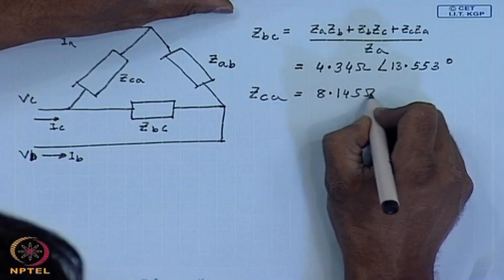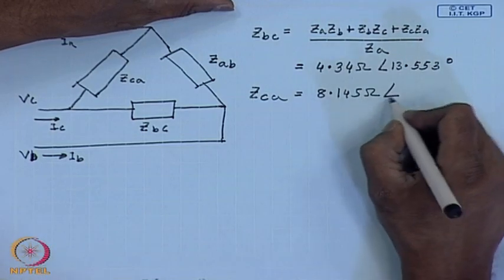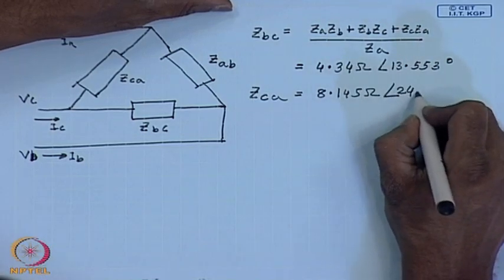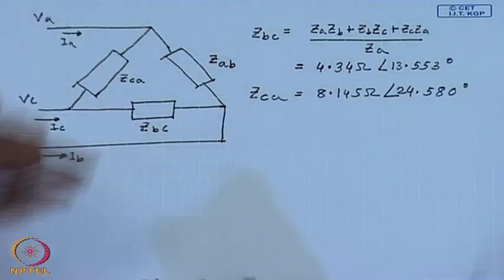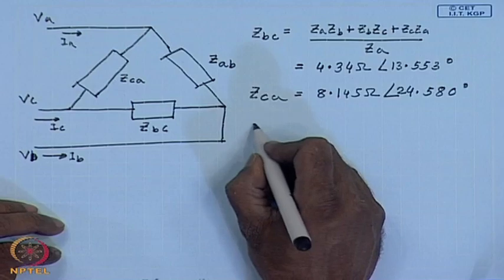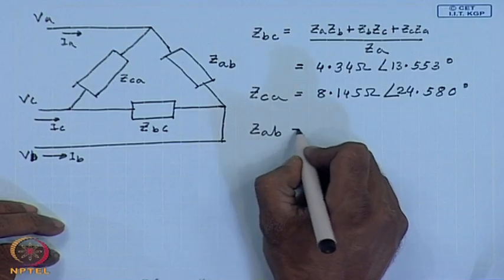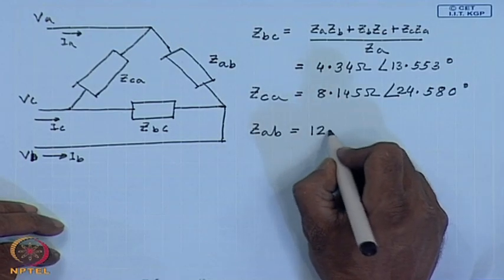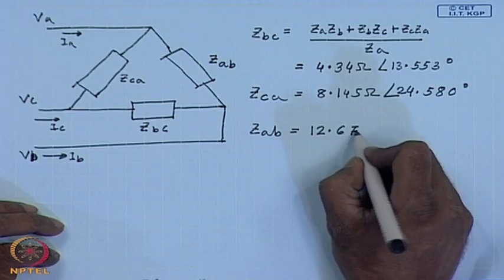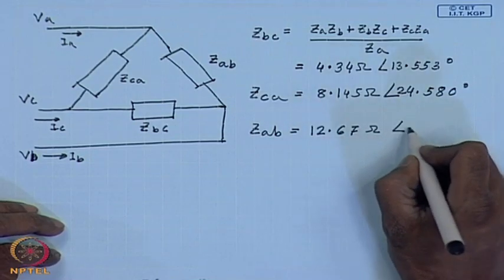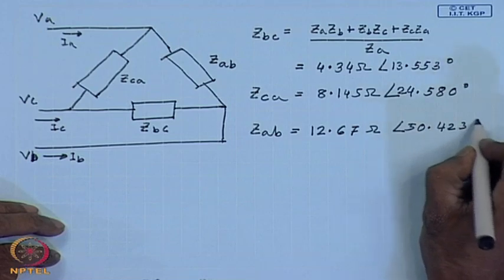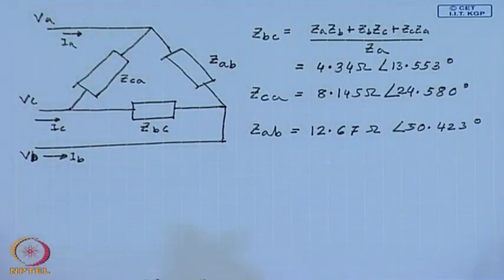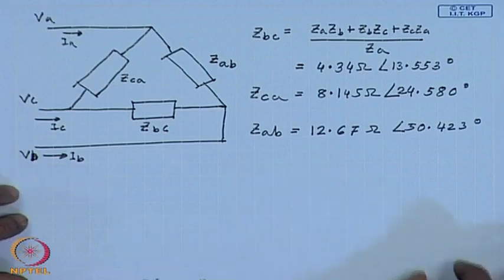In a similar manner, we can find out Z C A to be equal to 8.145 ohm, angle 24.583 degrees, and Z A B comes out to be 12.67 ohm, angle 50.423 degrees.